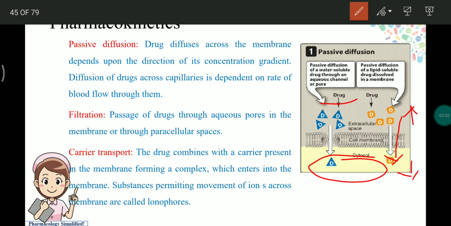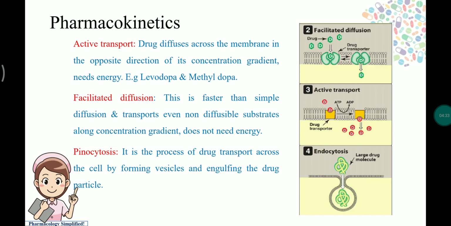Filtration is the passage of drugs through pores present in the cell membrane, or aqueous channels or aqueous pores, or the spaces between two cells. So that is called filtration. And the next one is carrier transport. Carrier transport is where a drug combines with a carrier, like an enzyme or any receptor, which forms a complex and then enters the cytoplasm. So this is called carrier transport.